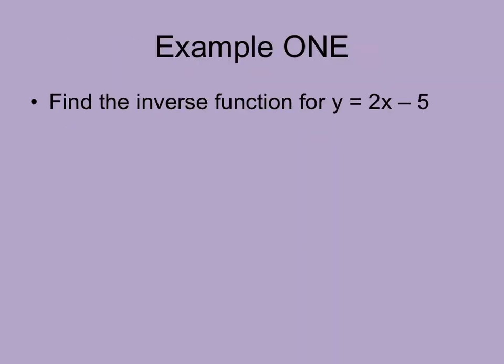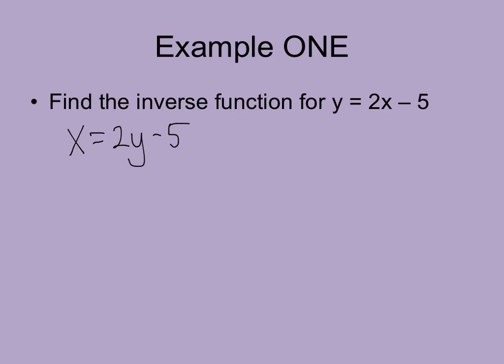So in my first example, I'm given an equation. On the previous slide, I said that if you're given an equation or a function, the first step will be to switch the x and y values. Now I know this is going to seem very strange, but I'm actually going to write x equals 2y minus 5. Okay, so again, these two equations are not equivalent. I'm finding the inverse function.